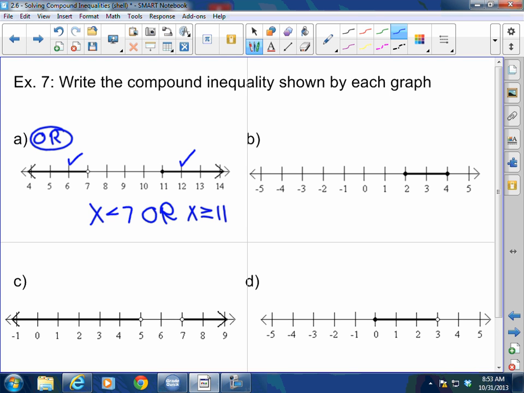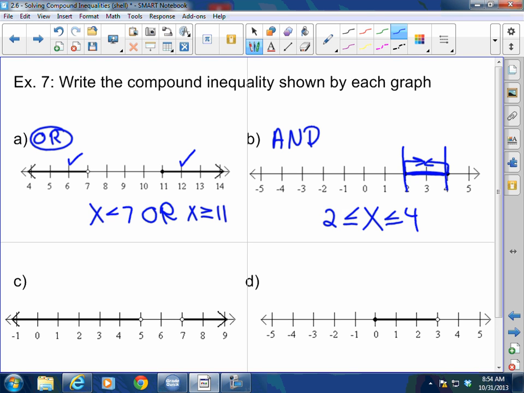How about B? Is it an or an and, my brother? It's an and because it is contained. It's an overlap. Okay, so how would you write this one, my man? X is greater than or equal to 2 because it's going that way. And then X is less than or equal to 4 because it's going that way. And they meet here in the middle. Does that make sense, boys?